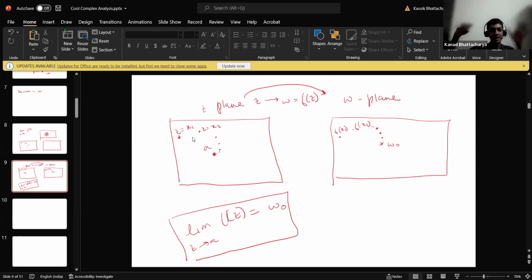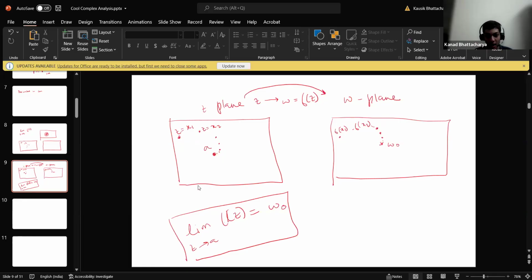See, basically there are two planes, the z plane and the w plane. As we move z towards the point A, we look at what happens to f of z. What we see is that f of z also moves to w0. So in that case, we define that the limit of z tends to a of f of z is equal to w0. Here's one caveat, one subtlety to when we do this.